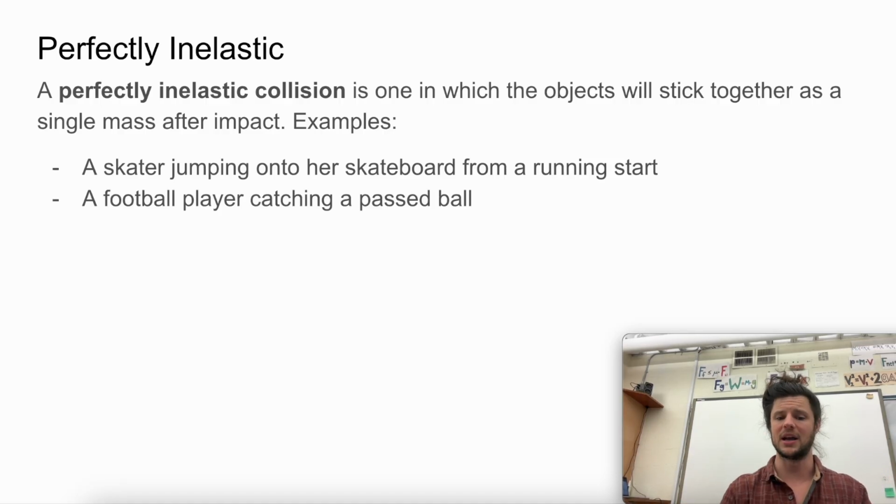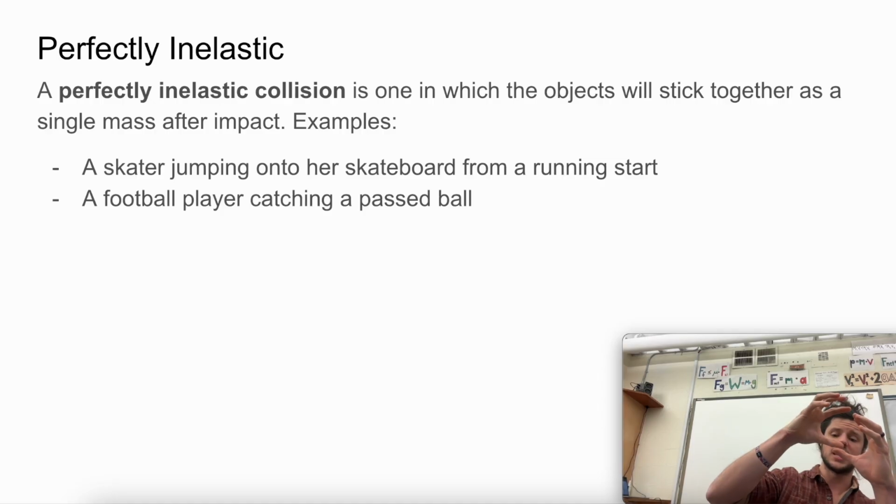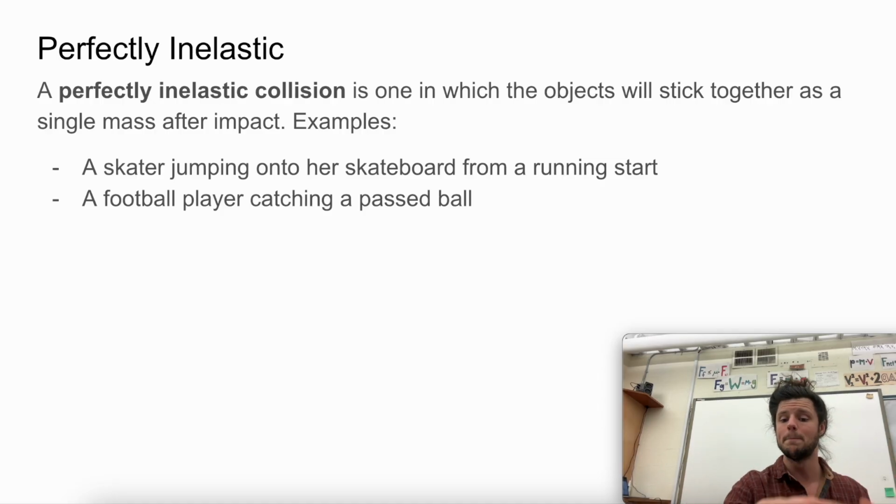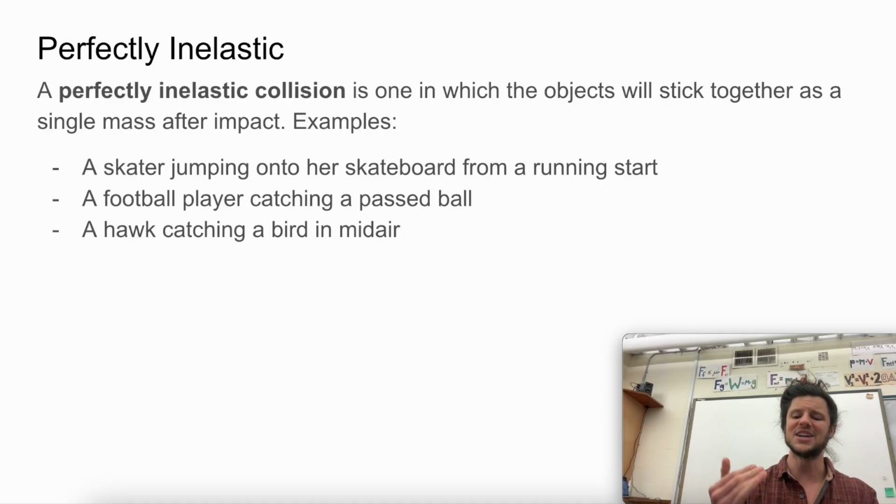A football player catching a passed ball. So the ball's going to have some momentum. The football player, as he runs, may have some momentum. When he catches it, they are now moving together as one mass. A hawk catching another bird midair. Again, they have two separate momentums before they collide, and then afterwards they continue moving together as one mass. So these are examples of perfectly inelastic collisions.